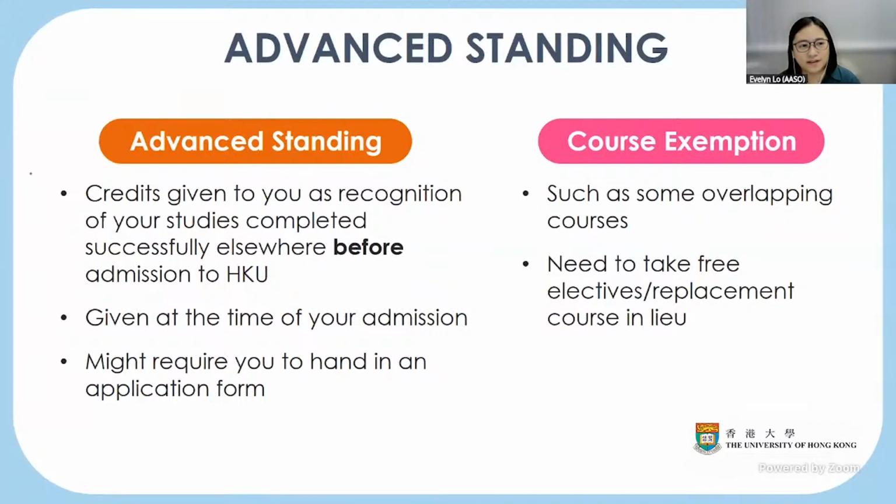And the difference between course exemption and advanced standing is that for course exemption, you will have to take a replacement course. So as we talk about the overlapping courses, right? You will have to take a replacement course. As for advanced standing, those credits are given to you, meaning you can do fewer credits because you have some advanced course credits given to you. Okay.